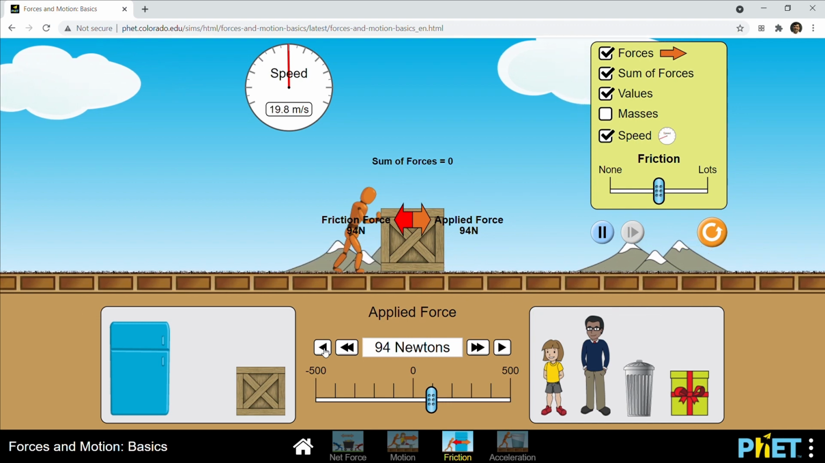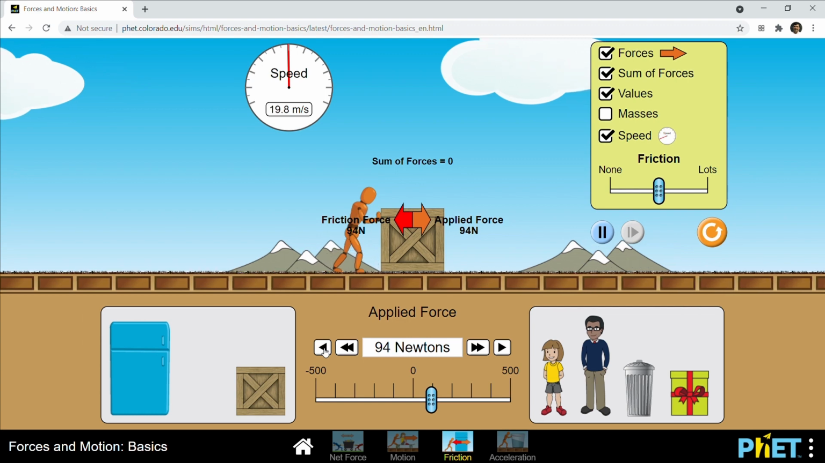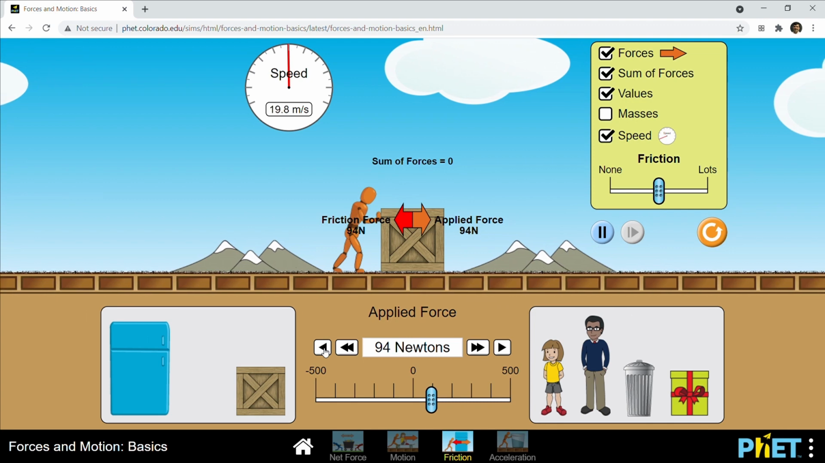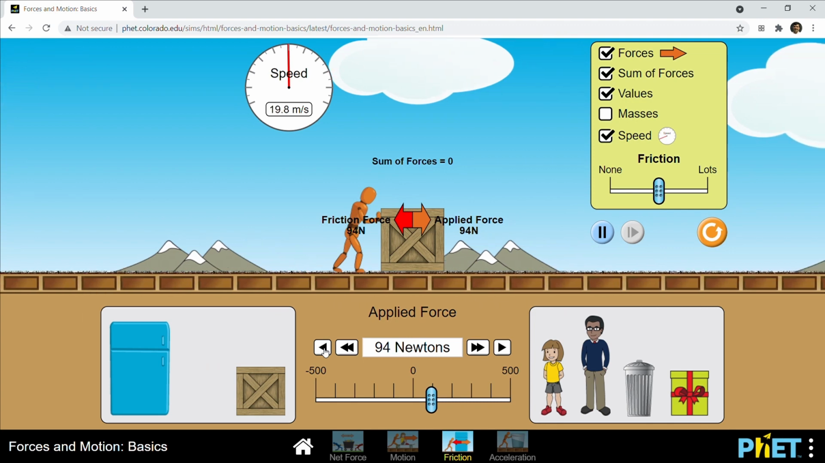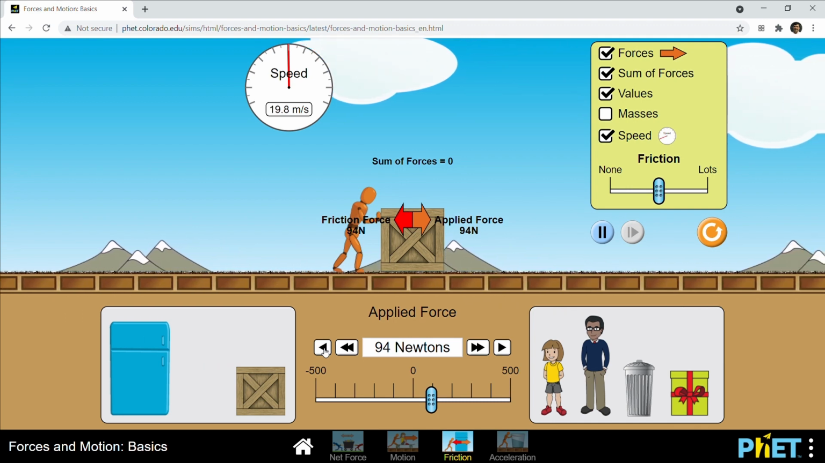Let's give it a little bit of time. Okay, by this time we should have seen something. Okay, that box is still moving at 19.8 meters per second. Steady 19.8 meters per second. It's moving at constant speed.